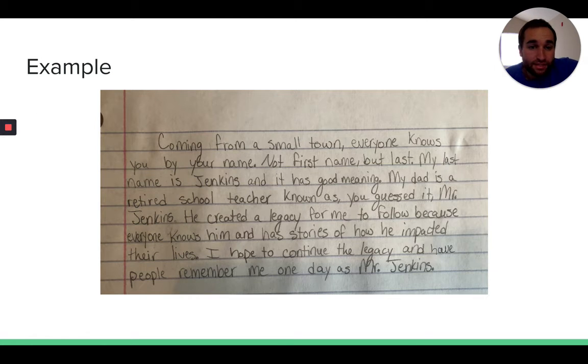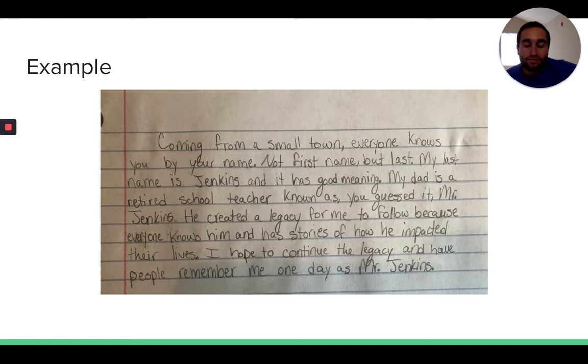So I'm going to read this and then I'm going to continue to talk about it and how I decided to talk about this. So, coming from a small town, everyone knows you by your name. Not first name, but last. My last name is Jenkins and it has good meaning. My dad is a retired school teacher known as, you guessed it, Mr. Jenkins. He created a legacy for me to follow because everyone knows him and has stories of how he impacted their lives. I hope to continue the legacy and have people remember me one day as Mr. Jenkins.